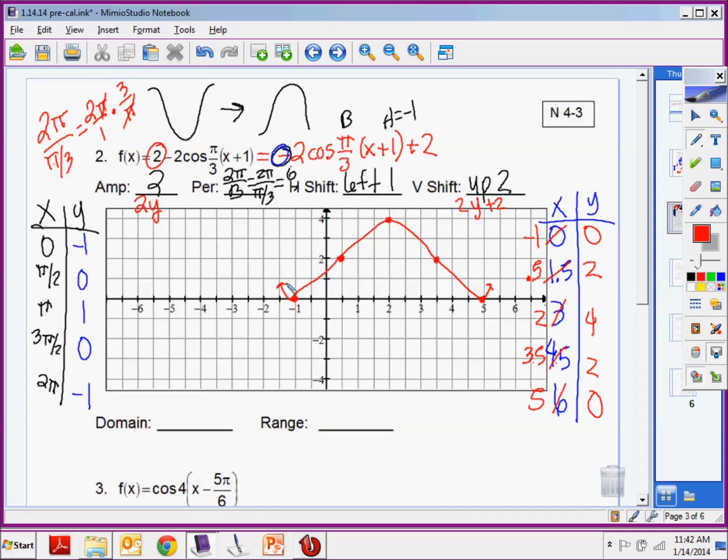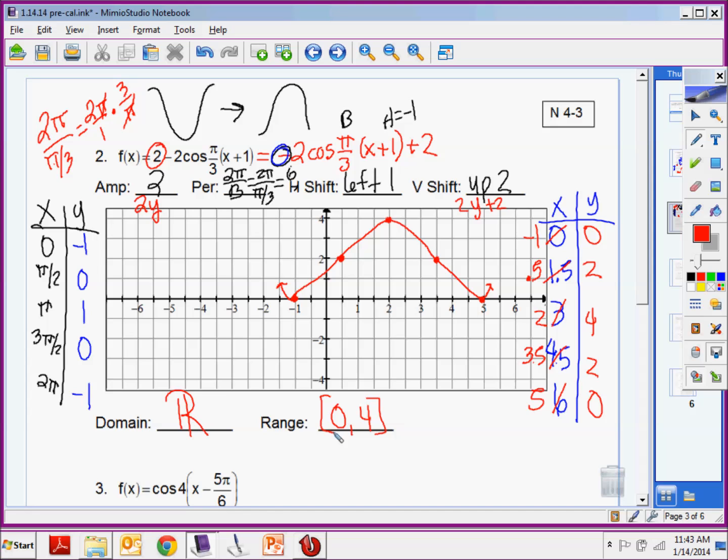Okay? Why did the arrows go up? The arrows go up because what is my minimum value? 0. I can't go past 0, and I can't go higher than 4. So my domain is all real numbers, and my range is restricted to 0 and 4. I just didn't feel like drawing the infinity symbol. All real numbers means from negative infinity to positive infinity.